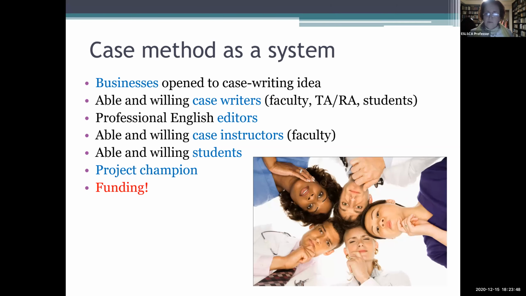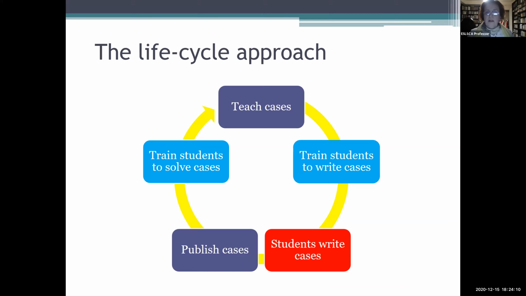So I'm sure there are enough people around this room, among, I think, now 40 plus, that can fill some of the roles that I'm mentioning on the slide. So what you see here on the slide is a total system, case method as a total system, a holistic approach to case method. So what's the life cycle approach?